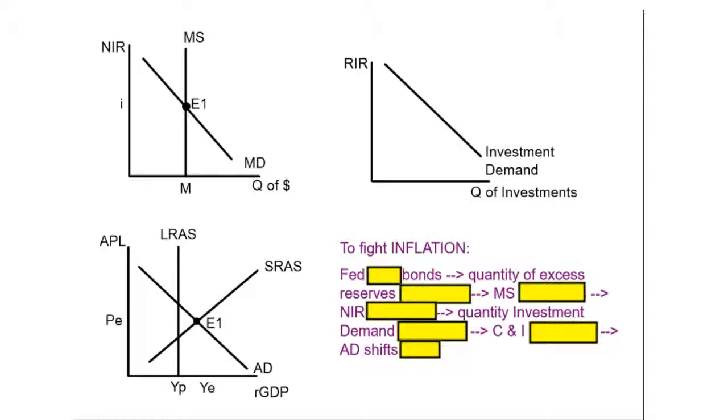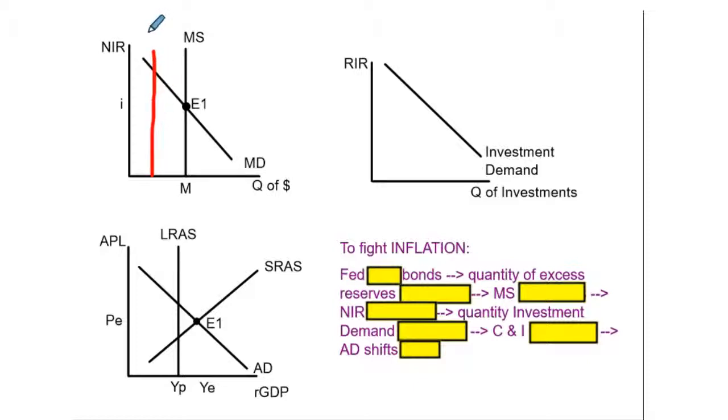Okay, so you can also do this backwards. You can think, all right, I have an inflationary gap. So my goal, if I'm going to use these things, is to make AD move back to the left. And if AD needs to move back to the left, and AD and MS go the same way, I need to decrease money supply. So you can think this through different ways.